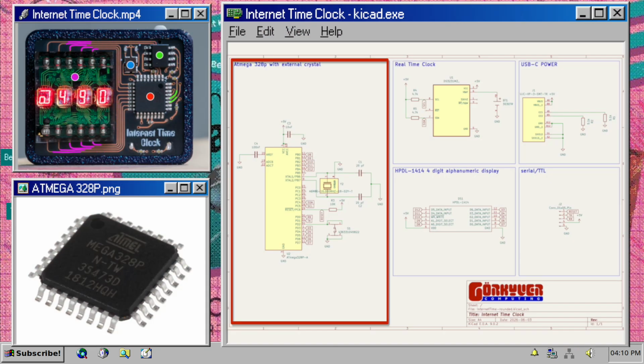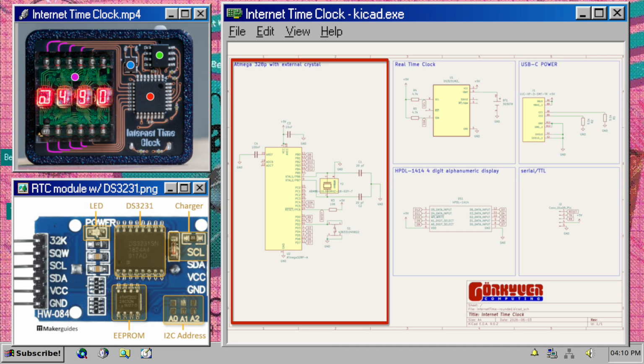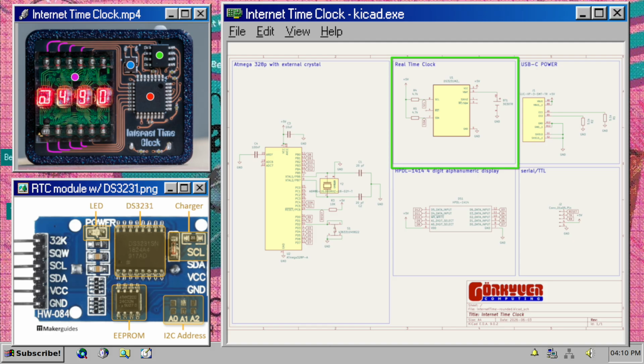For the brain, I'm using the ATmega328P. It's really cheap and has enough output pins for the display. This is also the same microcontroller that powers the Arduino Uno. For timekeeping, I'm using the DS3231. This is a real-time clock module, or RTC for short. It's really good at keeping accurate time, even when there's no power, thanks to a small backup battery. Without this, the clock would reset every time it's unplugged from power.